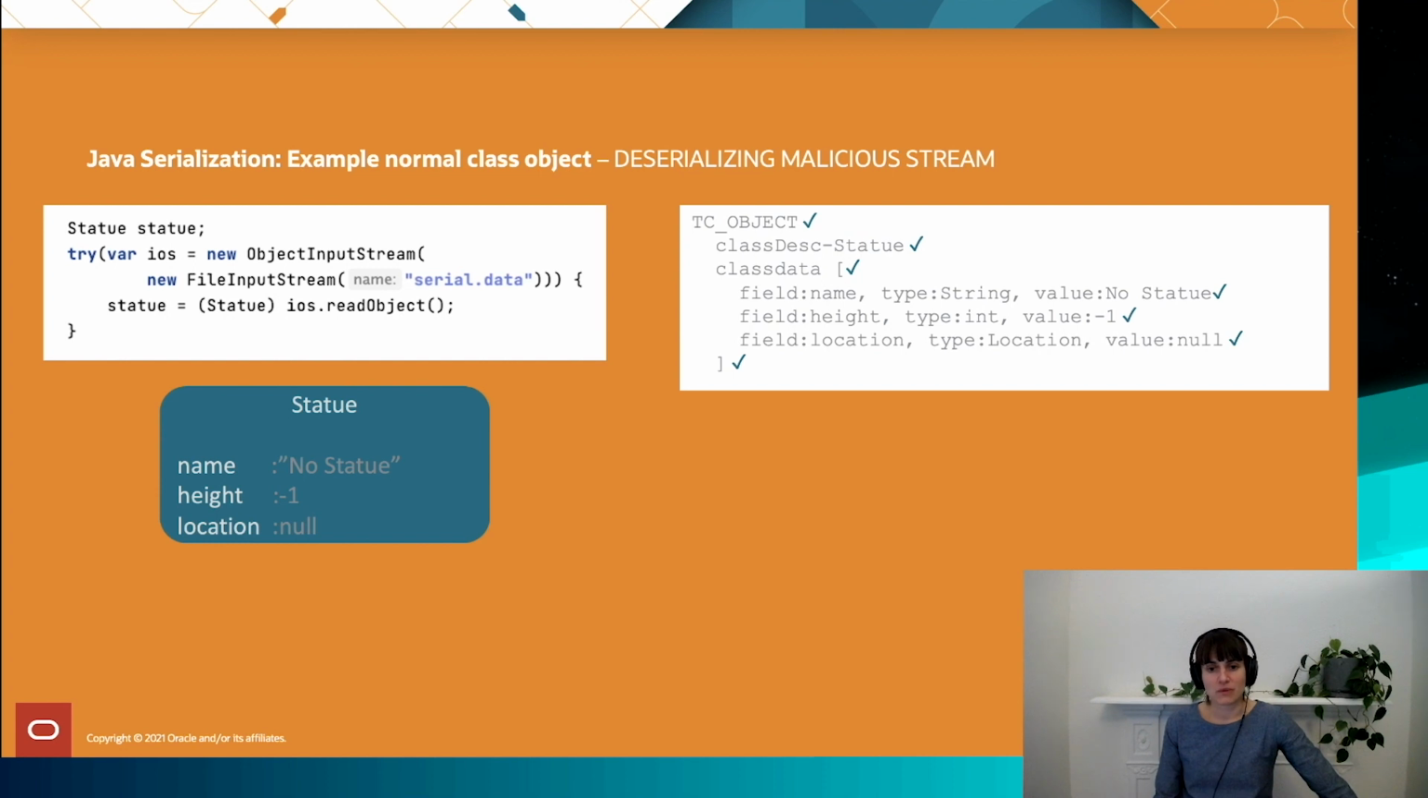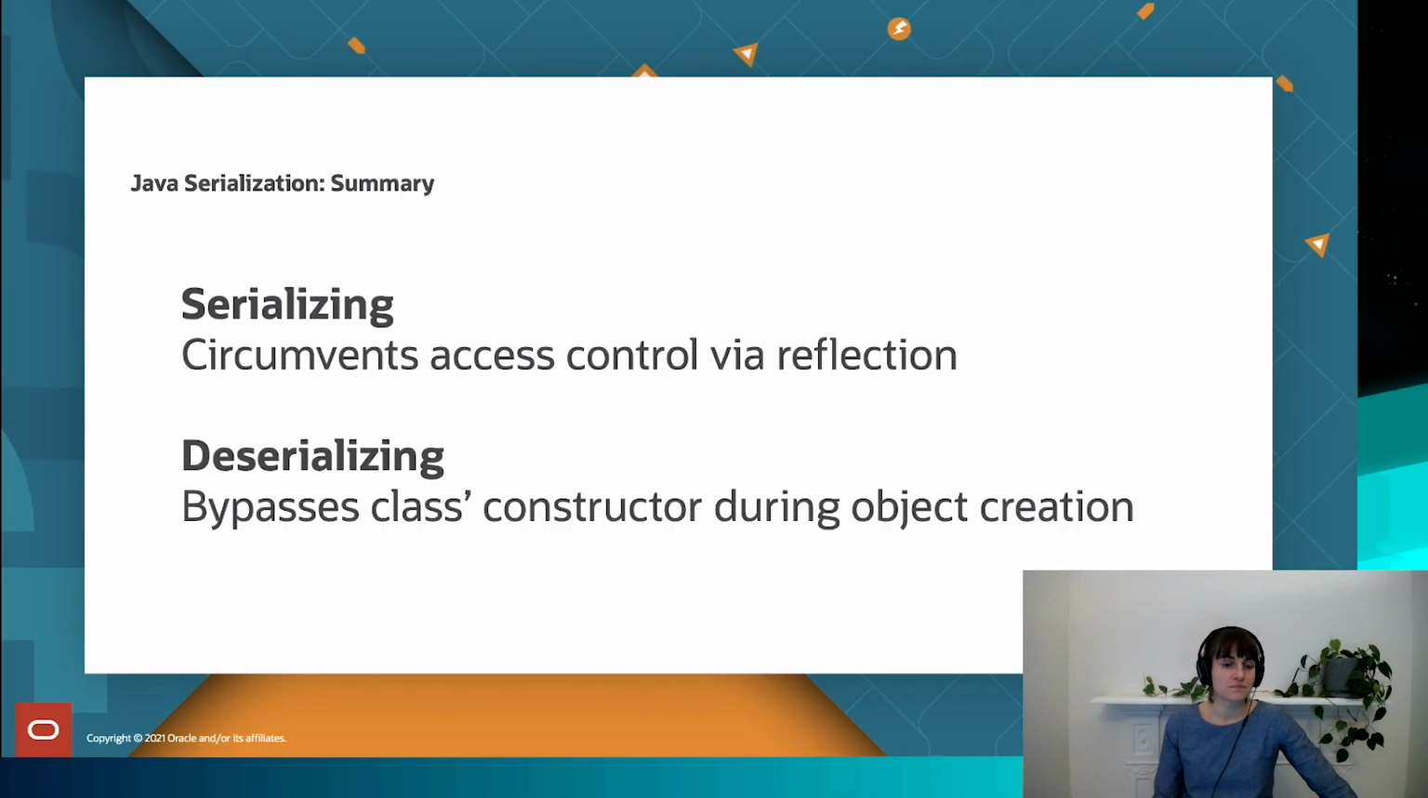To recap the problems of Java serialization. During serializing, the framework is able to extract the state of private fields, so it circumvents access control via reflection. And then during deserializing, the class constructor is never called, it's bypassed, and instead the superclass constructor is called. So those two aspects are what it means when I say Java serialization was not designed as part of the object model. Okay, so we know what's wrong.